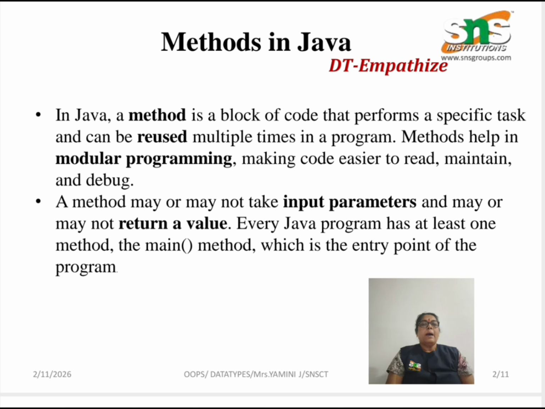Next one, methods in Java. In Java, a method is a block of code designed to perform a specific task. Instead of writing the same code again and again, we can write it once inside a method and reuse it whenever required. Methods support modular programming, which means breaking a large problem into smaller and manageable parts. This makes programs easier to read, maintain and debug.